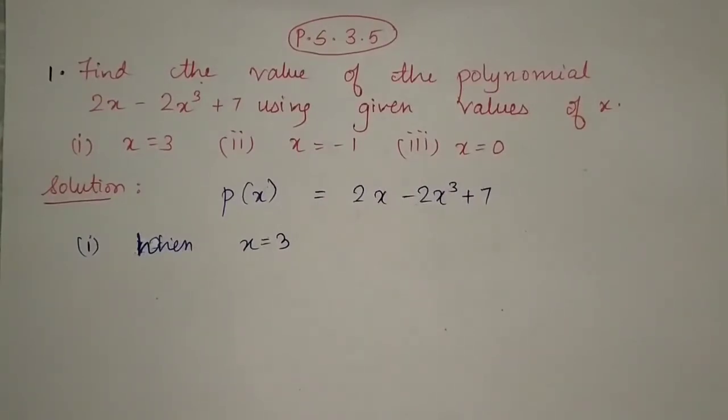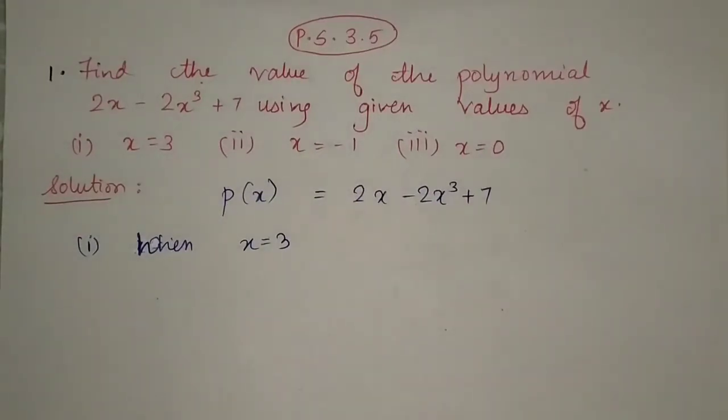Find the value of the polynomial. So we have to find out the value of polynomial, which we have done in the previous exercise also. The polynomial is 2x minus 2x cubed plus 7 using the given values of x. So the values of x are given to you: x is equal to 3, x is equal to minus 1 and x is equal to 0. So these three values you have been given and you have to put these three values in the given polynomial.